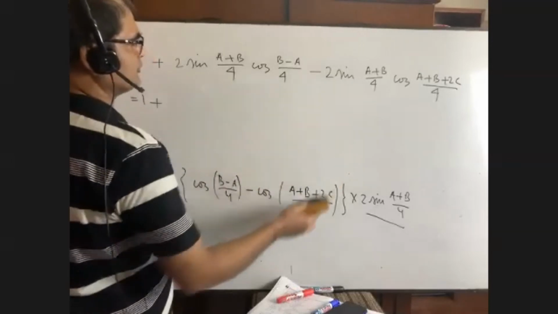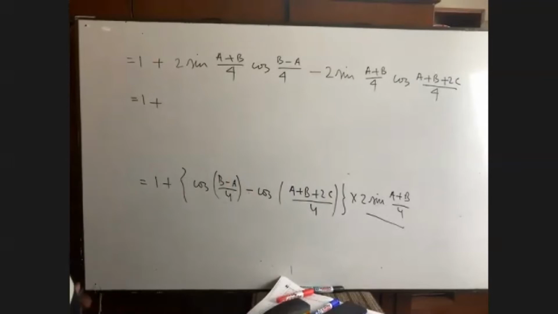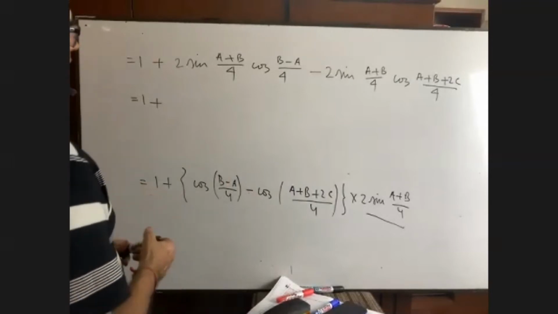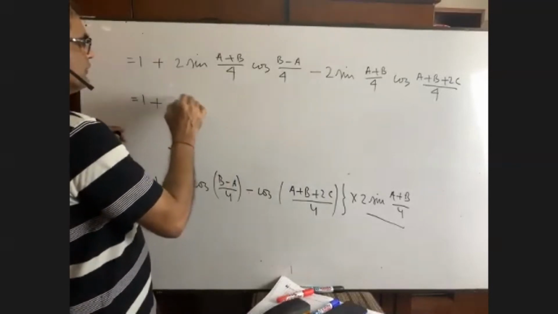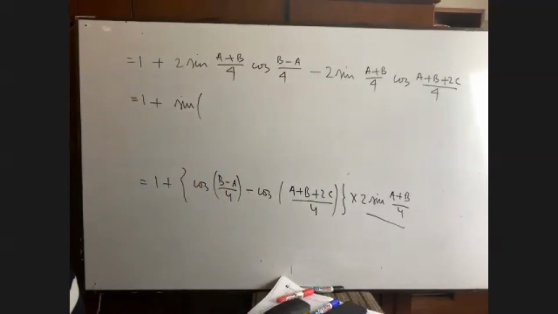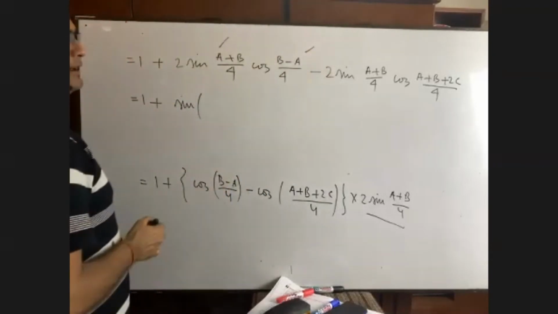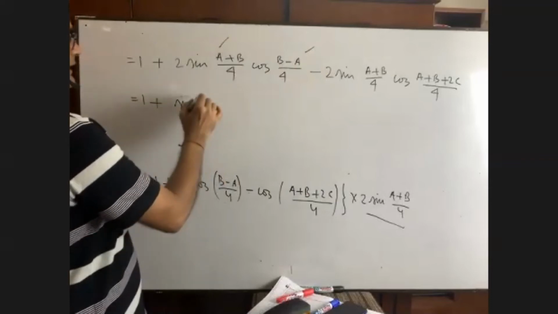Right. So what is the formula? 2 sine A cos B. It is the formula number 5: 2 sine A cos B equals sine of (A plus B) plus sine of (A minus B). This plus this, then what will be? A will be omitted. B plus B, 2B, 2B by 4. That is, we can write here B by 2.